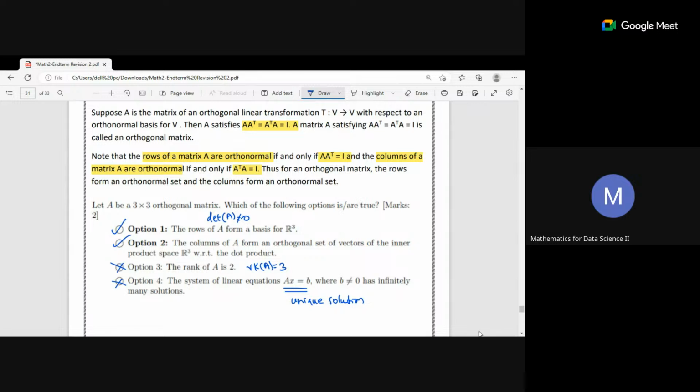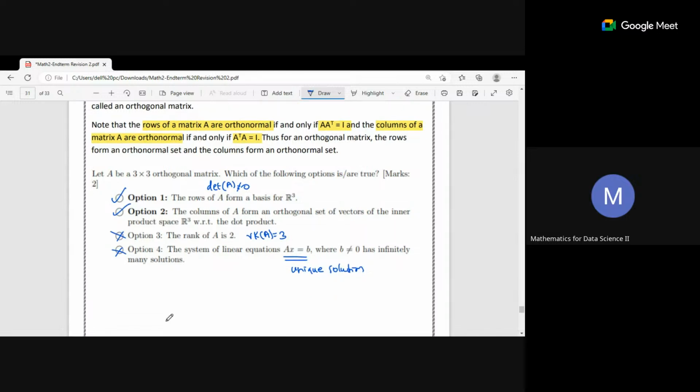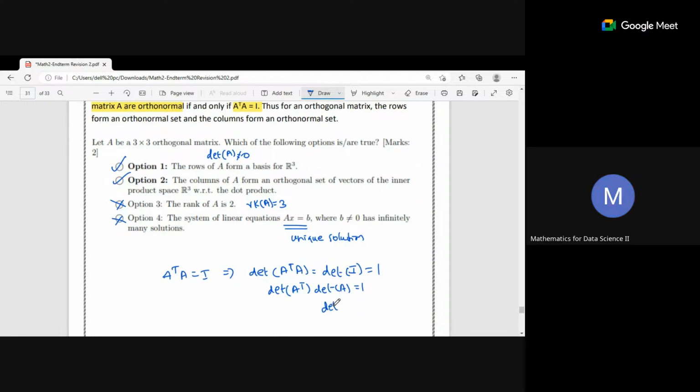By the way, what about the determinant of an orthogonal matrix? You know that A transpose A is equal to identity. So from the property of determinants, determinant of A transpose A is equal to determinant of identity. What is the determinant of identity? 1. So determinant of A transpose times determinant of A is 1. Determinant of A whole squared is equal to 1, so determinant of A is plus or minus 1.